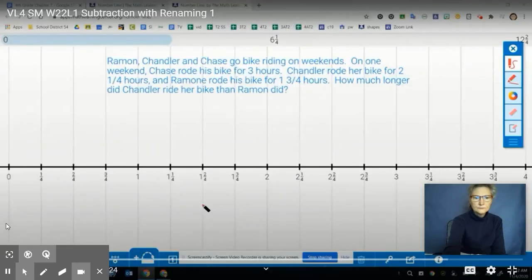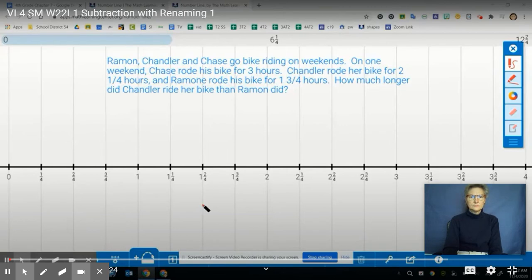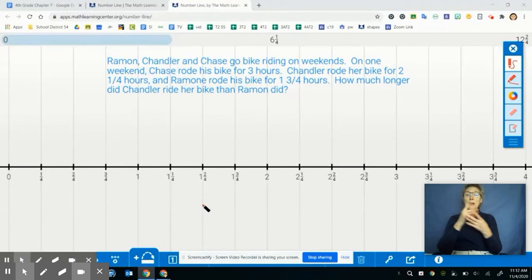Wizards, let's take a look at this problem and see how it connects to our warm-up. It says, Ramon, Chandler, and Chase go bike riding on weekends. On one weekend, Chase rode his bike for 3 hours. Chandler rode her bike for 2 1/4 hours, and Ramon rode his bike for 1 3/4 hours. How much longer did Chandler ride her bike than Ramon did?